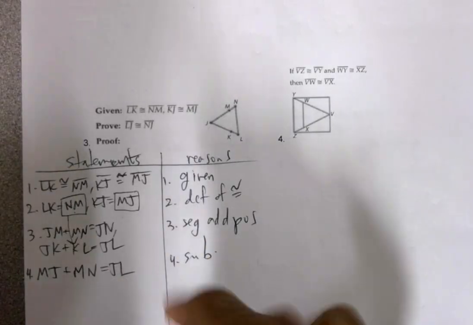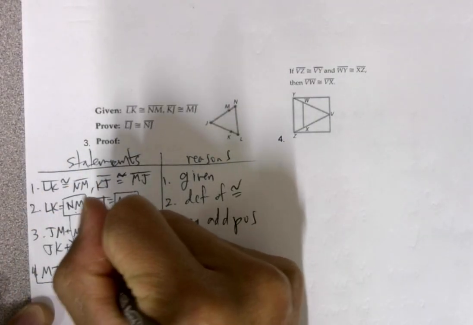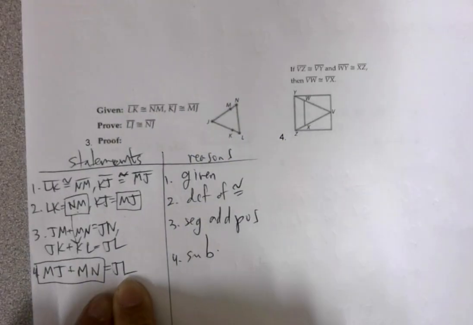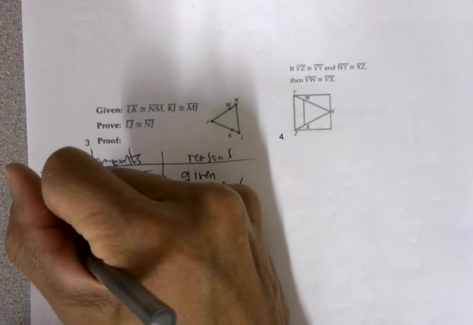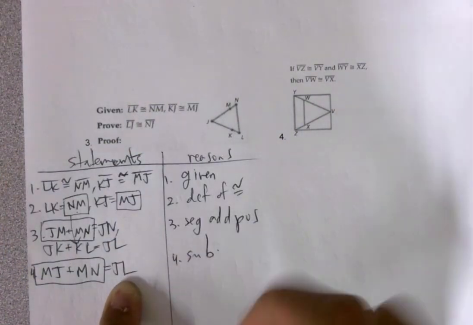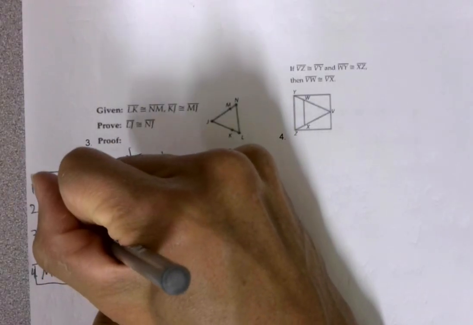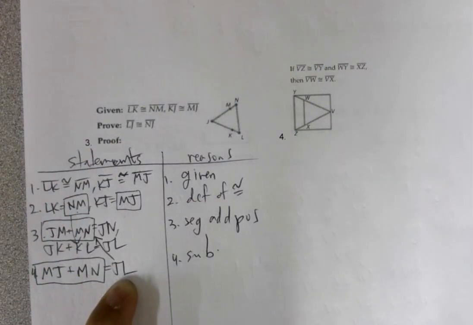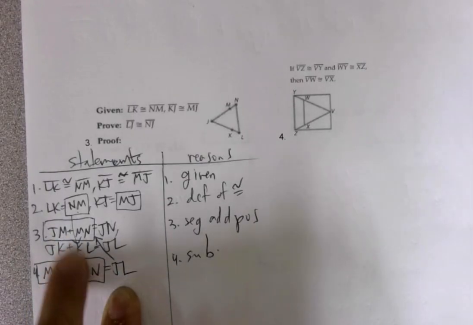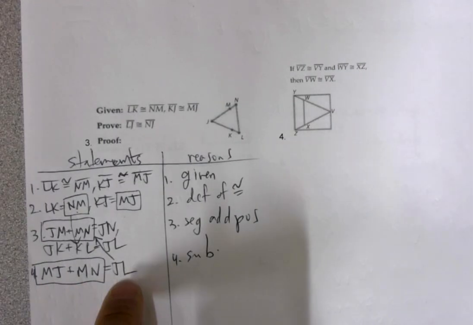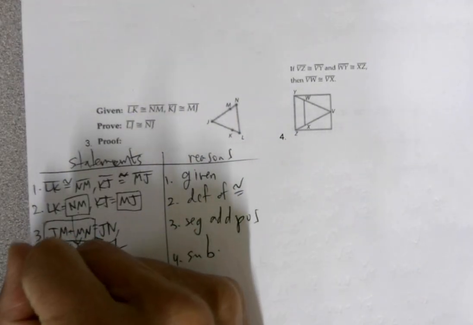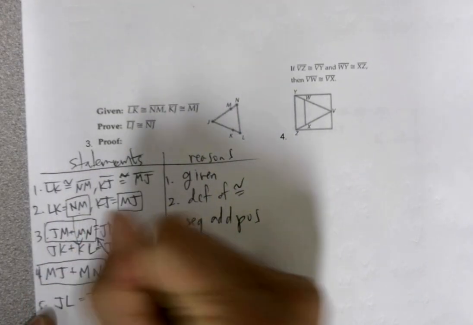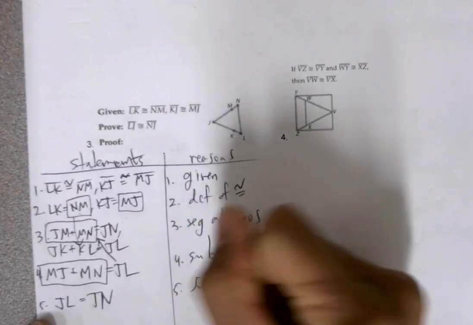Okay. So what does that mean? That means anywhere I see this expression, I could put JL. And where do I see this expression? I see it right here. So I'm going to take this JL and I'm going to put it right in there in the place of that expression. And I can do that because JL is equal to that same expression. That means anywhere I see this, I could put JL, and I see it right there. So I'm going to say step 5 is JL is equal to JN. 5 is substitution. Okay.